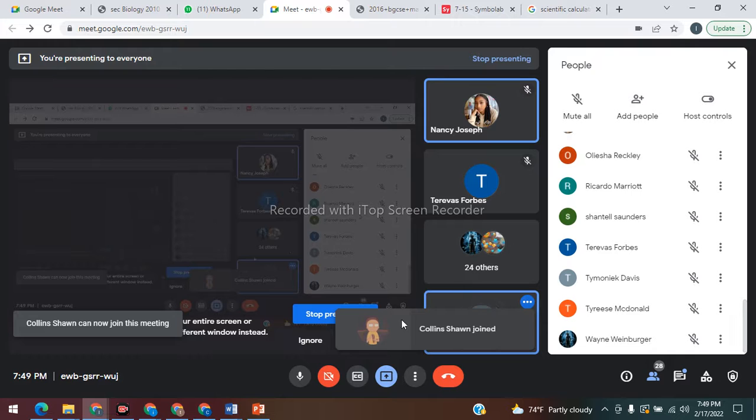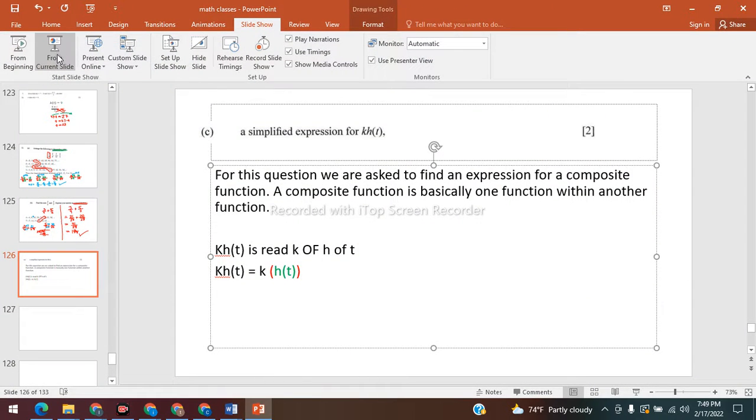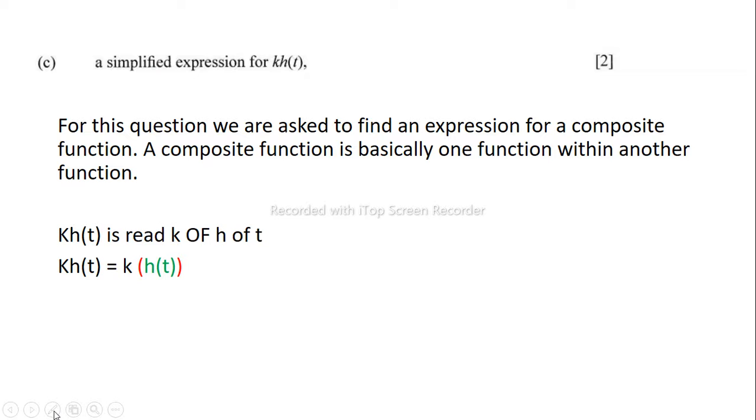All right, welcome, Sean. So the idea is, again, that this is a composite function right here. And a composite function is what? One function and another function. Good. So which function is in which? Is the k in the h or the h in the k? The h inside the k. Very good. The h is inside the k.